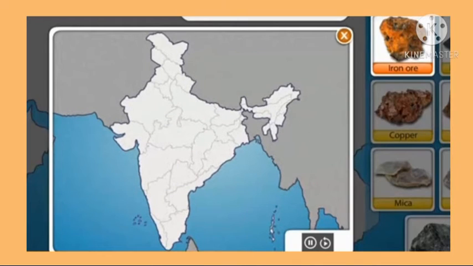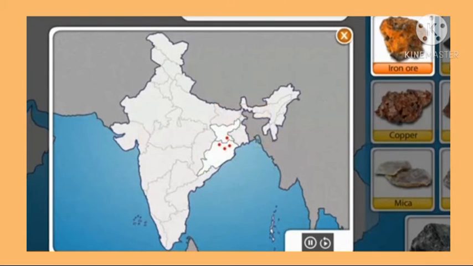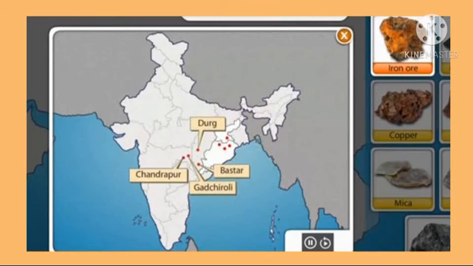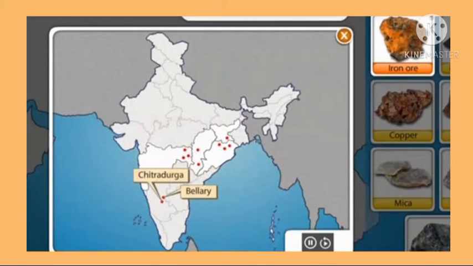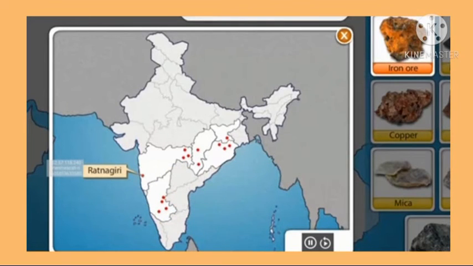India is lucky to have an abundant supply of iron ore, a ferrous mineral. The main iron ore belts in India are the Sundargarh, Keonjhar, Mayurbhanj, Singhbhum belt in Orissa and Jharkhand, the Durg, Bastar, Gadchiroli, Chandrapur and Bhandara belt in Chhattisgarh and Maharashtra, and the Bellary, Chitradurga, Chikmagalur, Tumkur belt in Karnataka. Iron ore is also found in the Ratnagiri and Sindhudurg districts of Maharashtra and in Goa.